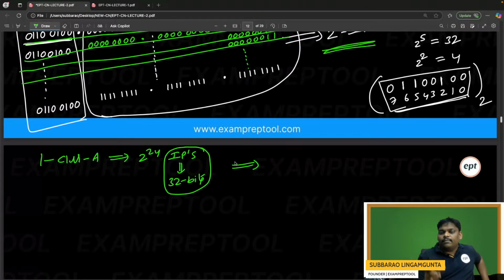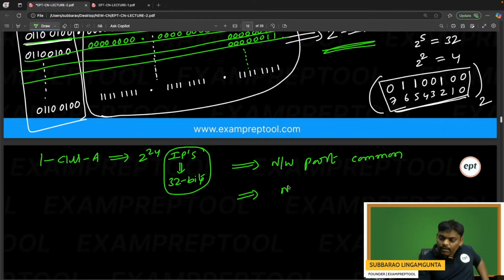Which part is common? Is the network part common or not? The network part is common. That is the reason all these IPs belong to network 100. These are all the 2 power 24 IPs. If you observe, the network part is common. These are all IPs of network 100.